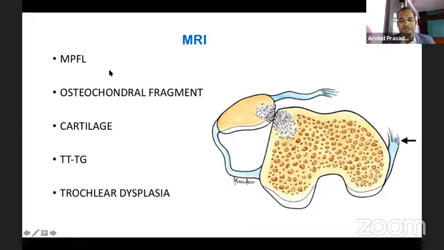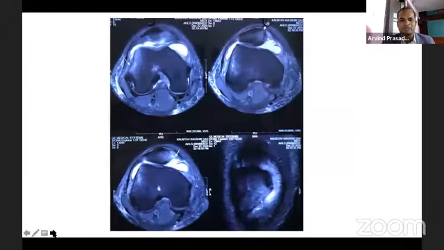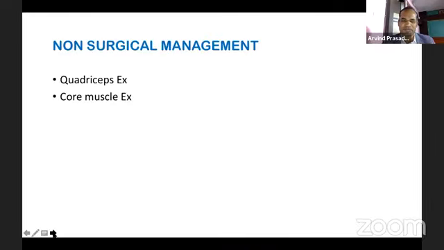The next is MRI. MRI will tell about the MPFL condition. In acute dislocation, there will be an osteochondral fragment, cartilage injury and impaction. TTTG distance will be calculated with the MRI. And recently, a classification for trochlear dysplasia was also introduced by MRI. So this X-ray says there is an MPFL tear. This is the lateral side, medial side of the patella, shows there is an MPFL tear again. And this is impaction over the lateral condyle of the femur. All these are MRI findings of an acute case of dislocation of patella.